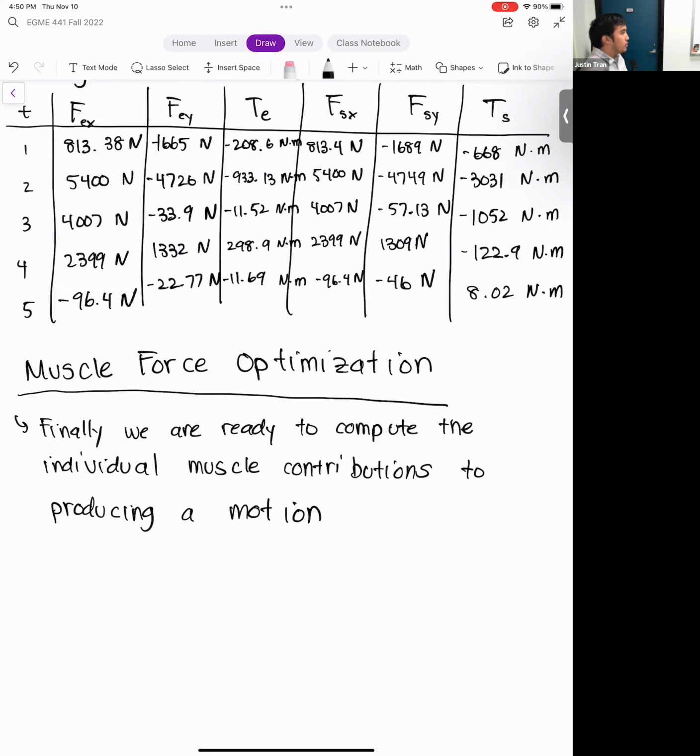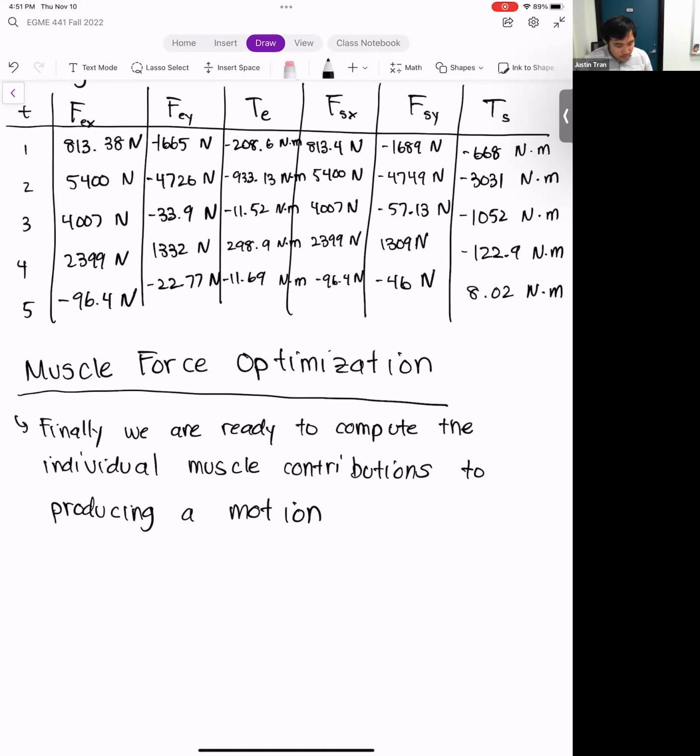That was our ultimate goal. If we observe someone doing a motion, maybe an exercise like a push-up, we wanted to know, based on what we can observe from that person, how much force or how much work each individual muscle is doing to produce that motion.